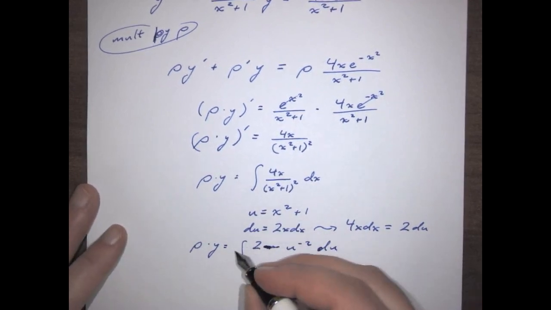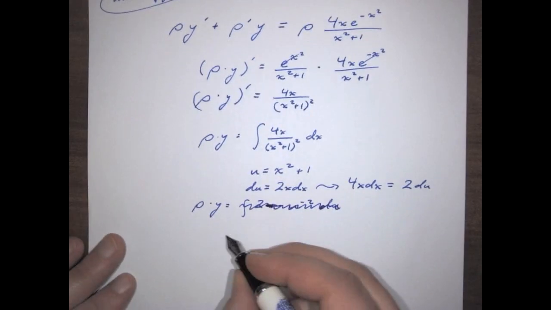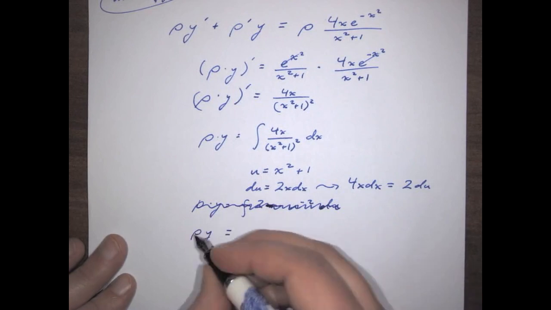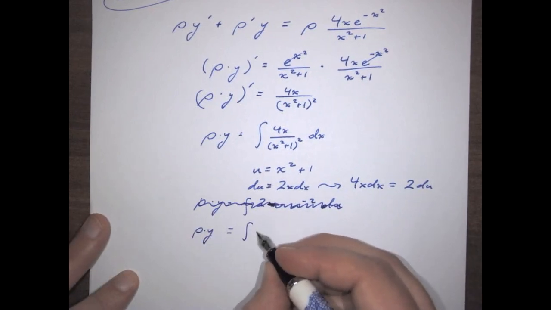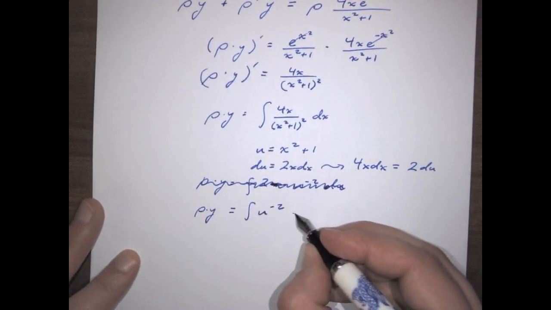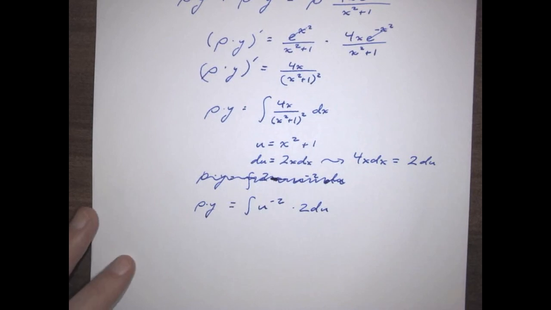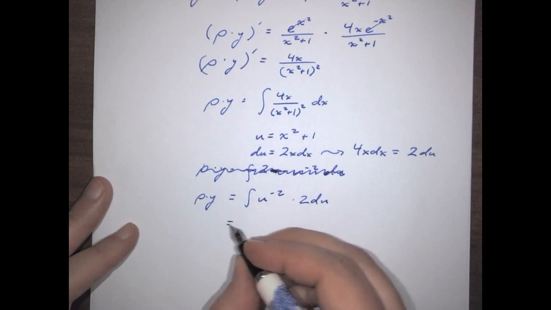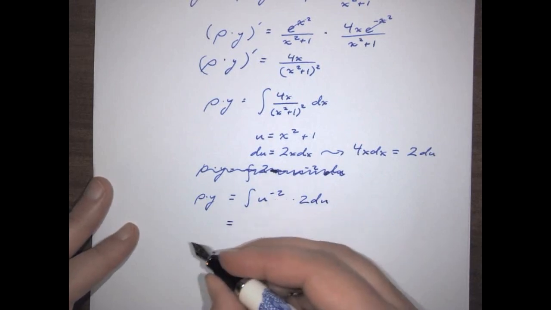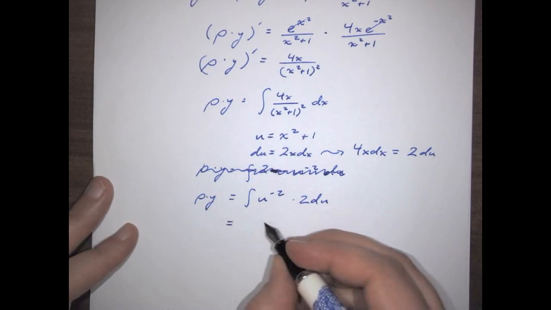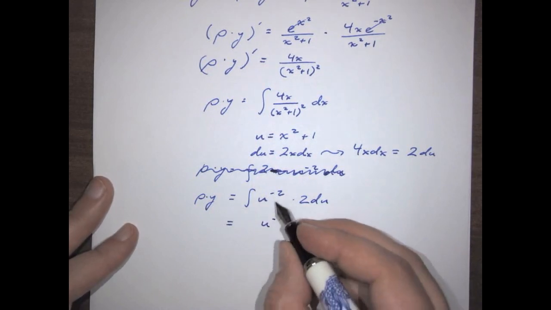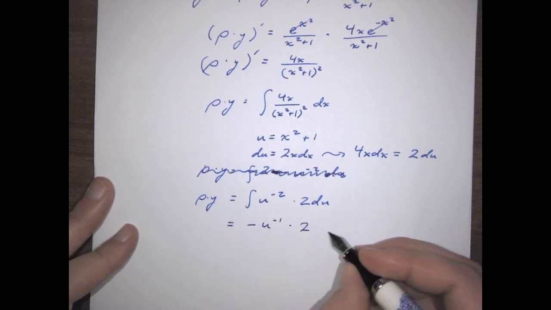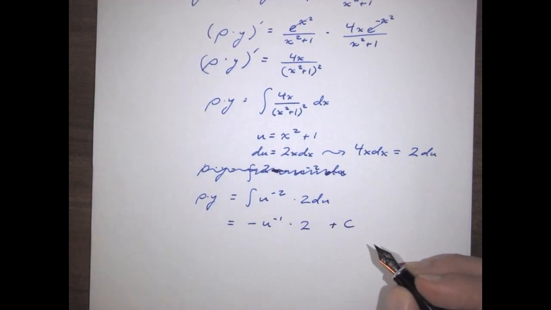Let's take that from the top. Rho y is equal to the integral u to the negative 2 times 2 du. There. That's what I meant to say. There it is. And now we can anti-differentiate this using the power rule, add 1 to the exponent and multiply by the reciprocal of that. So the exponent is going to become a u to the negative 1, and then the reciprocal of that is just going to be negative 1 as well, times 2. Now we got a plus c finally.